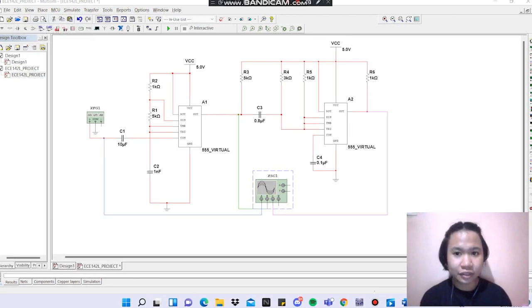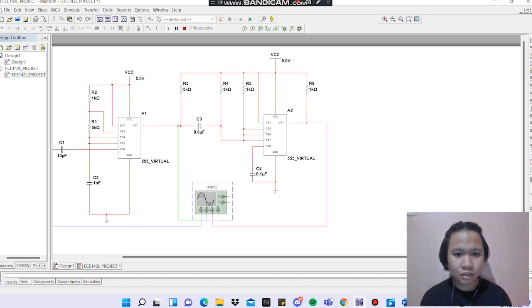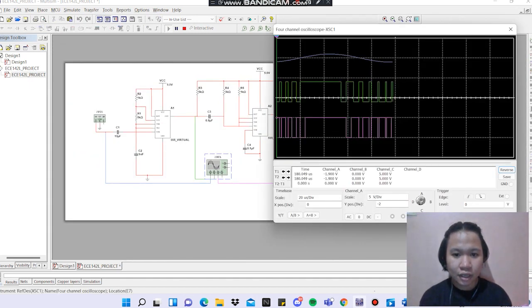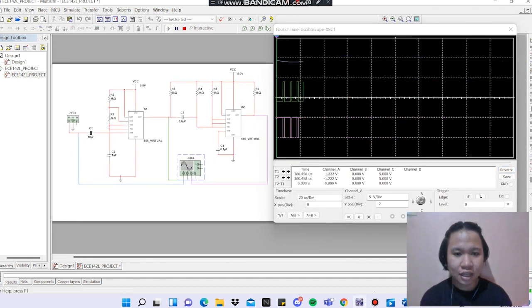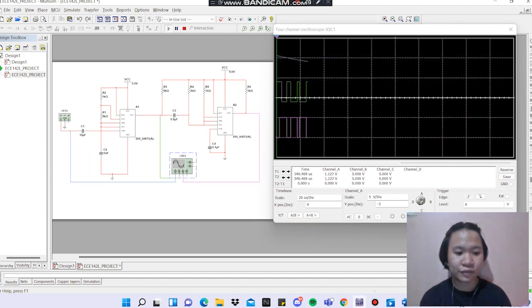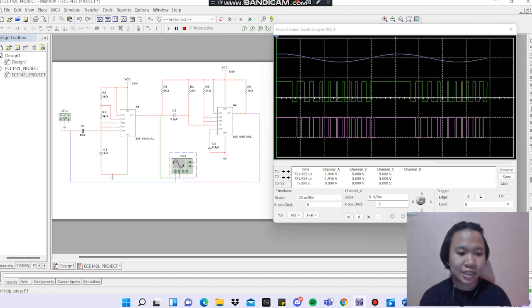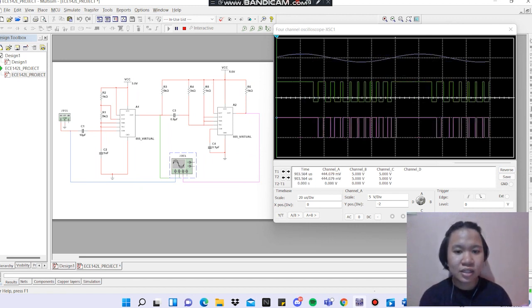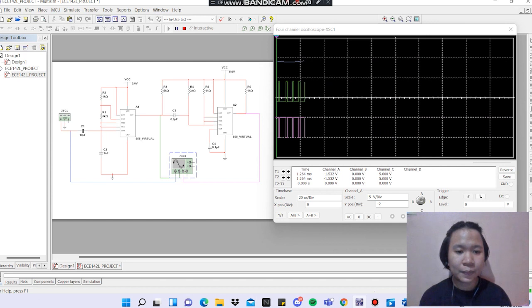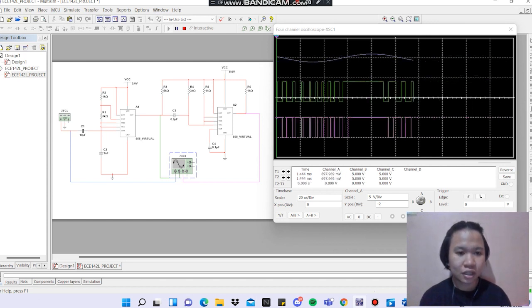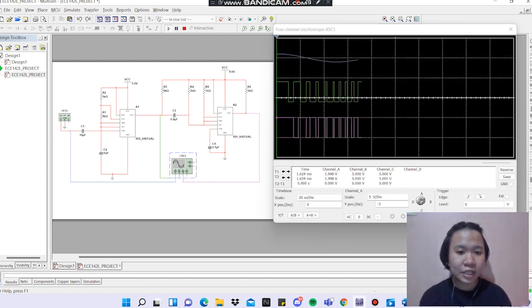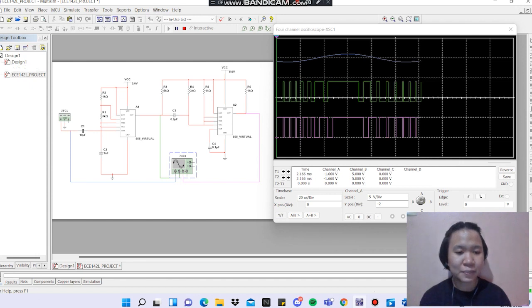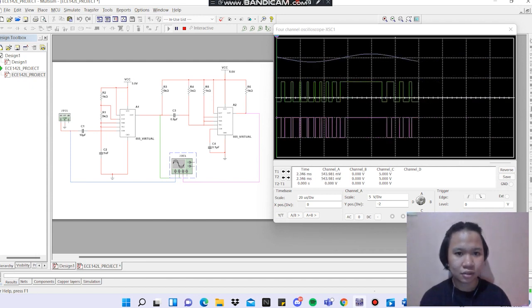I will now be running the circuit. As you can see, at the right side, this is the output of the circuit. The first one is the blue one, which is the modulated signal. The second one is the green one, which is the pulse width modulation, or PWM signal. And the third one is the pulse position modulation, or PPM signal.